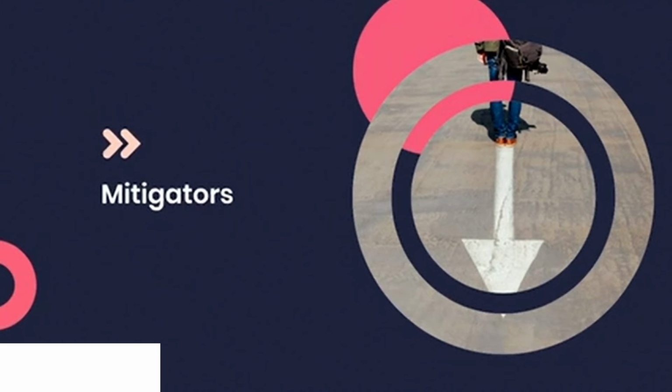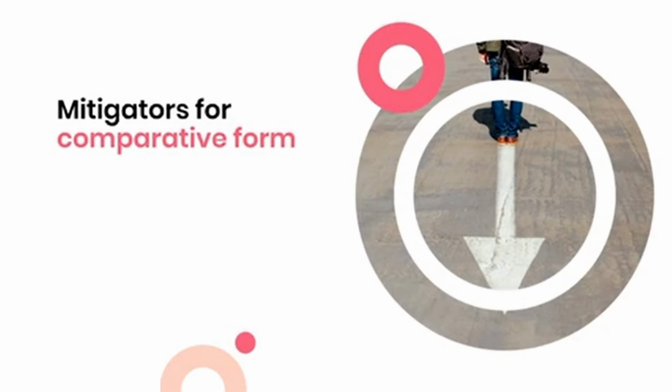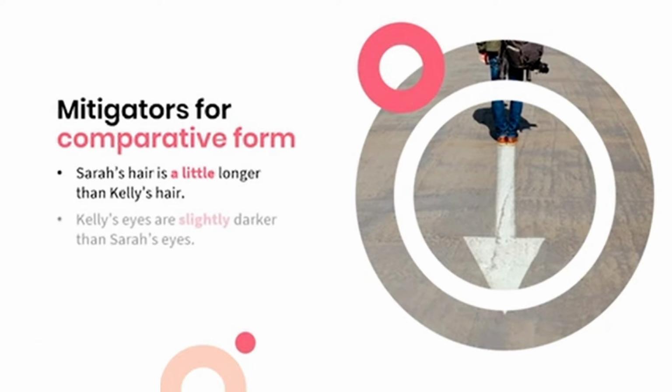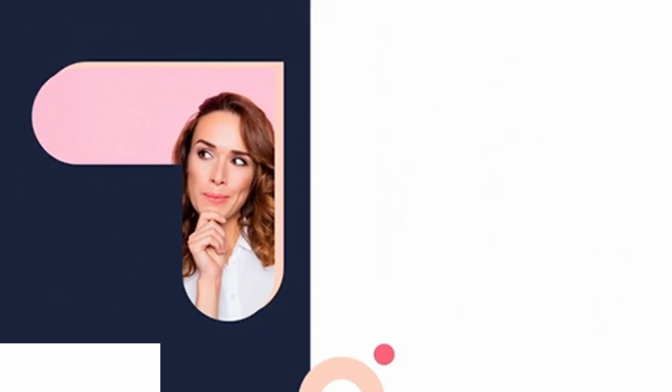Let's now look at some mitigators. We will now look at some examples of mitigators you can use for the comparative form. Sarah's hair is a little longer than Kelly's hair. Kelly's eyes are slightly darker than Sarah's eyes. Kelly is a bit paler than Sarah. All these mitigators show that there are differences between Sarah and Kelly, but they are small and minor.